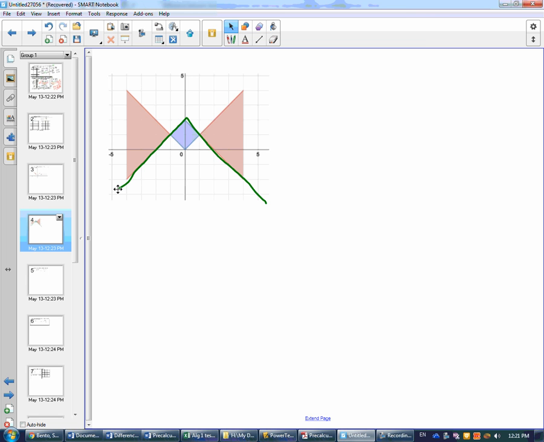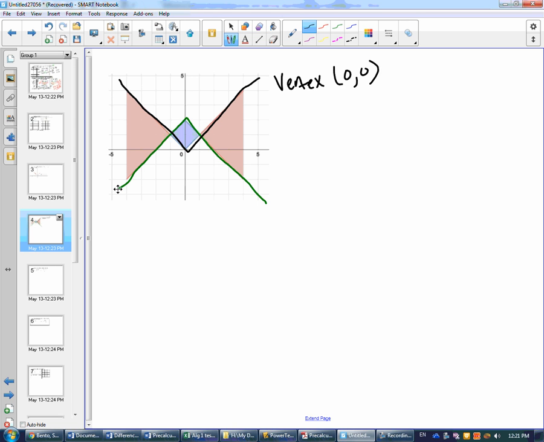That's the one that's opening down. And then the one that's opening up, I'm going to do it in black. So let me start with the one that's opening up. I can see that its vertex is at 0, 0. And by counting rise over run, I can see that it has a slope of 1. So that absolute value function has a slope of 1, opens up, so that's a positive 1. And then you do minus the x-coordinate, and then plus the y-coordinate.